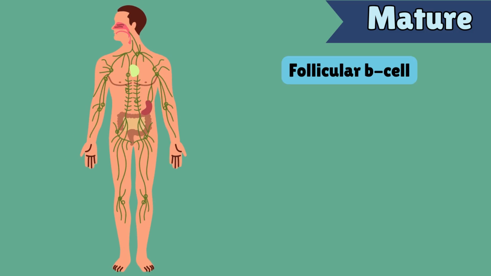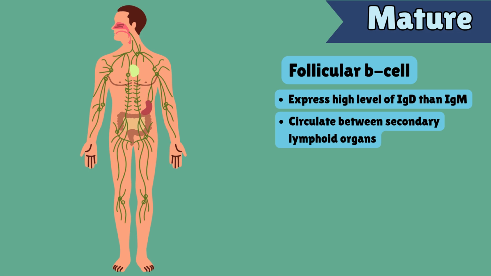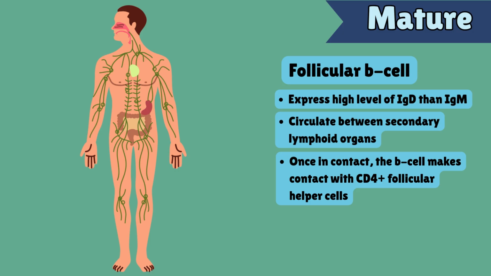Another mature B cell type is the follicular B cell. They will have a higher IgD and a lower IgM. Reason being is because they are circulating around the body between secondary lymph nodes, meaning that they have a higher chance of binding to self-antigens. IgM helps with self-tolerance, minimizing chance of binding to self-antigens.